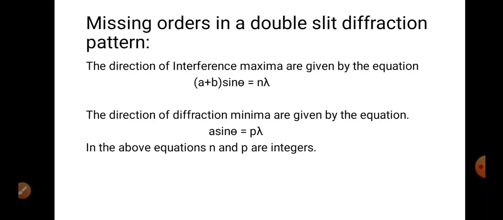In the above equations we know what a and b are. a is the slit width and b is the spacing between the two slits. Theta is the angle, and lambda is the wavelength of the incident monochromatic light. n and p are just integers: n is equal to 1, 2, 3, 4, etc., and p is also an integer, like 1, 2, 3, etc. So they both are just integers.